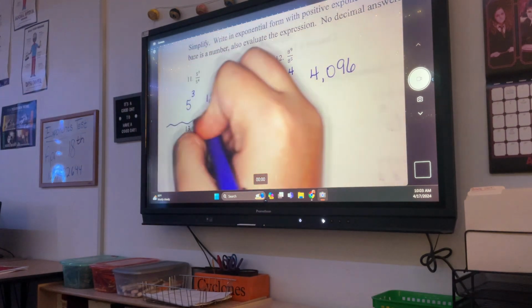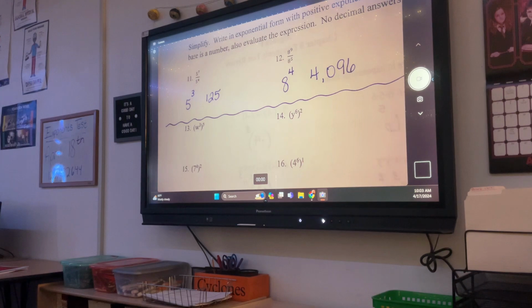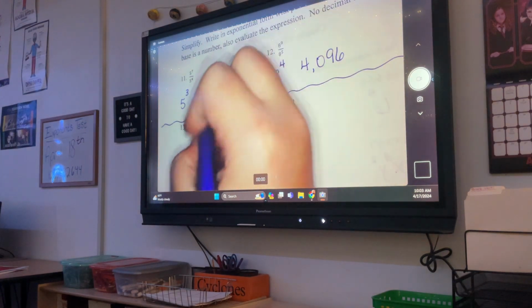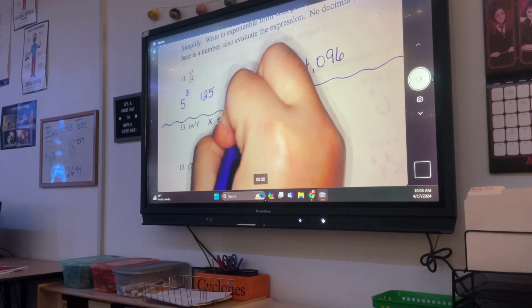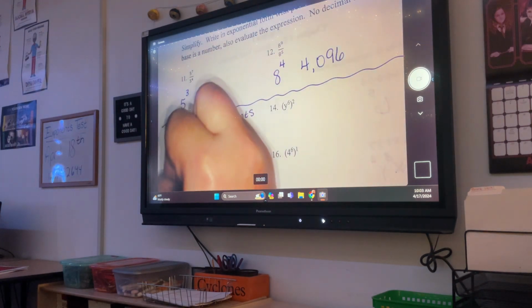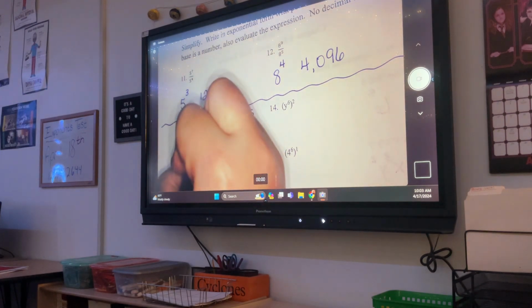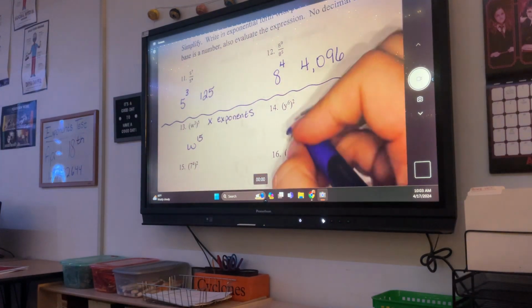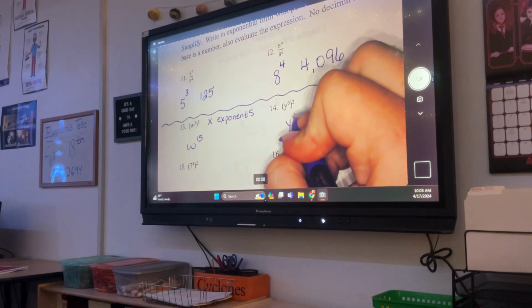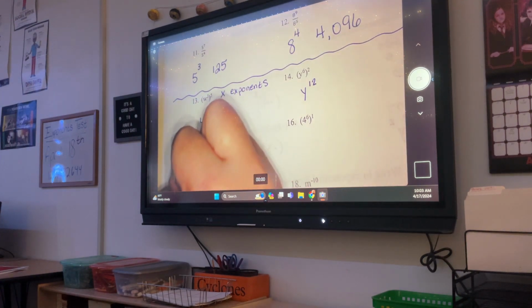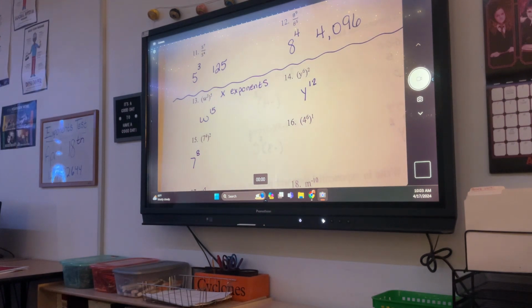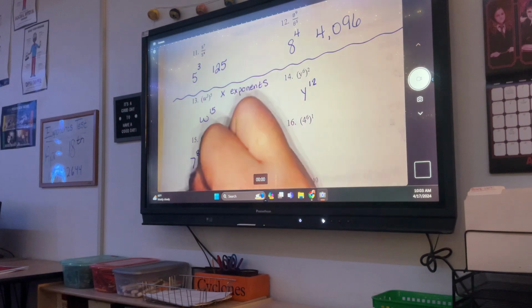Okay, and then when you have exponents that are touching, what operation do you do? Multiply. So this would be w to the what? 15th. Okay, this would be y to the 12. 7 to the 8, and then what is that? 5,764,801. Beautiful.